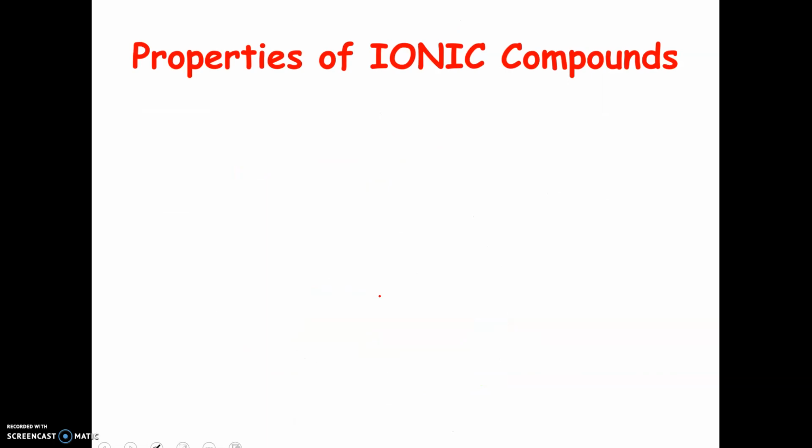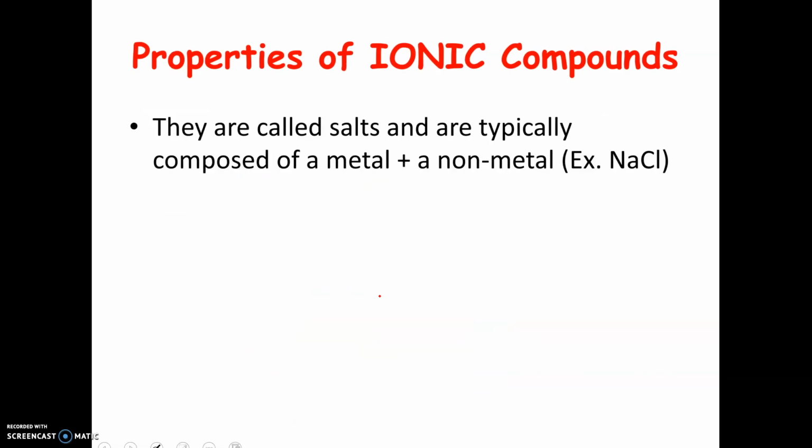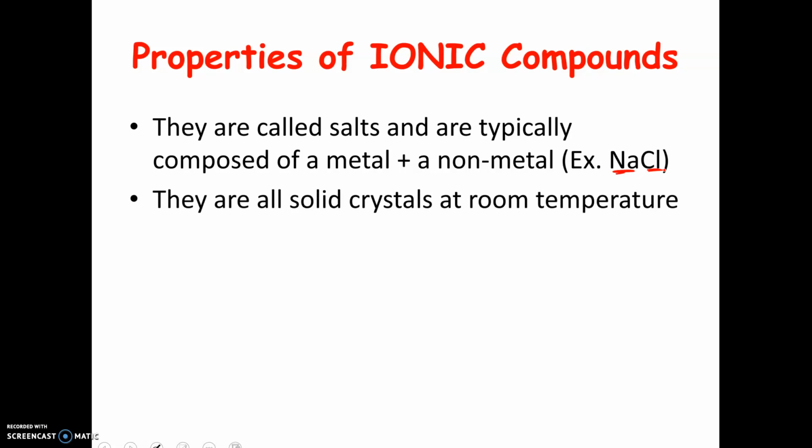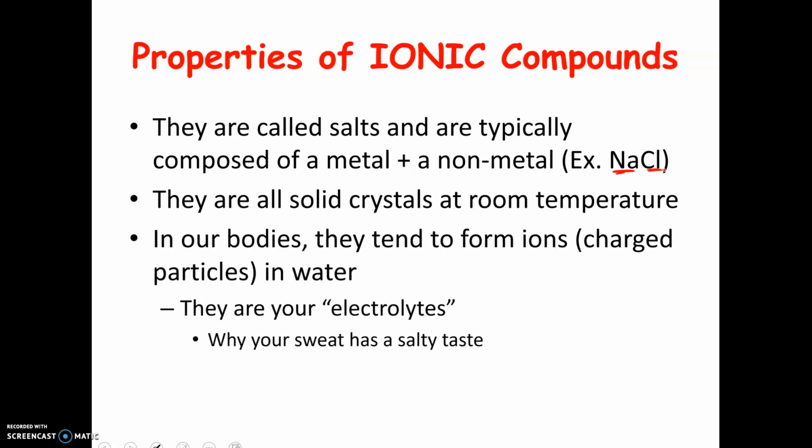What kinds of things make ionic compounds? It's usually a metal and a nonmetal, because typically metals only have 1 or 2 valence electrons, and nonmetals usually have 6 or 7. They're very close to having 8, so one really has the ability to steal from the other. They're all solids at room temperature, like sodium chloride is an example.